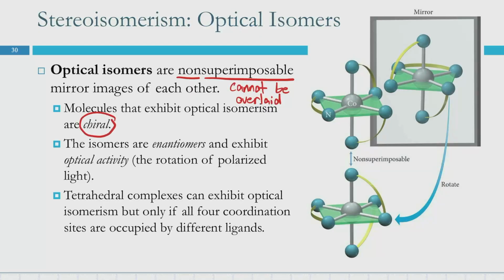In case you wanted to learn more words, don't worry, here's some more words. So chiral is a new word for us. These isomers are enantiomers. They're chiral isomers and exhibit optical activity. That optical activity is that they rotate light.